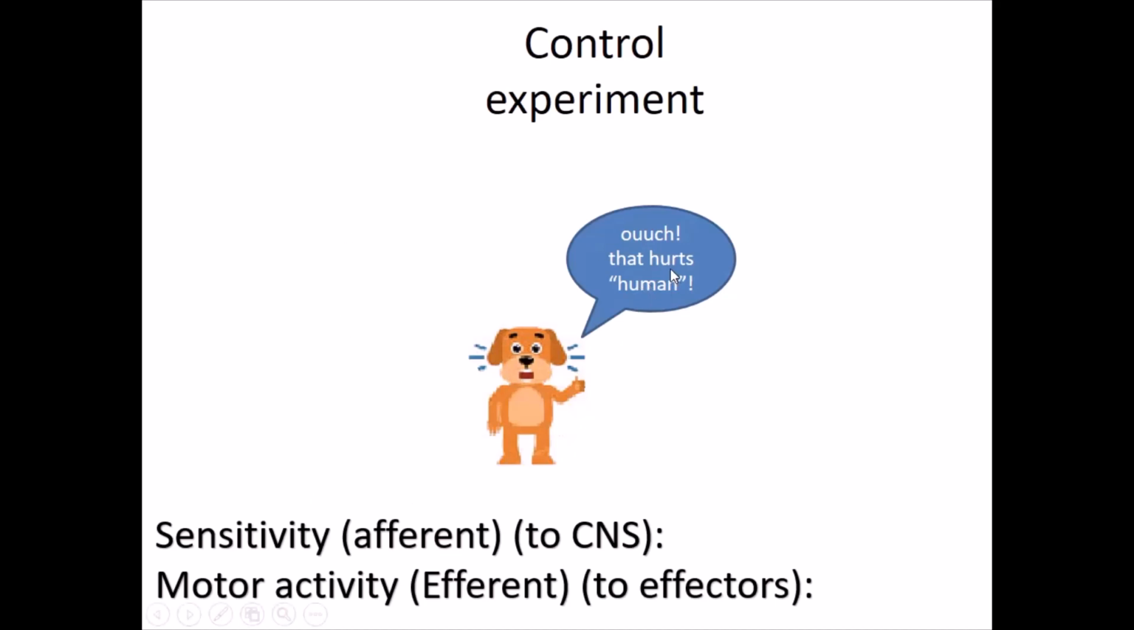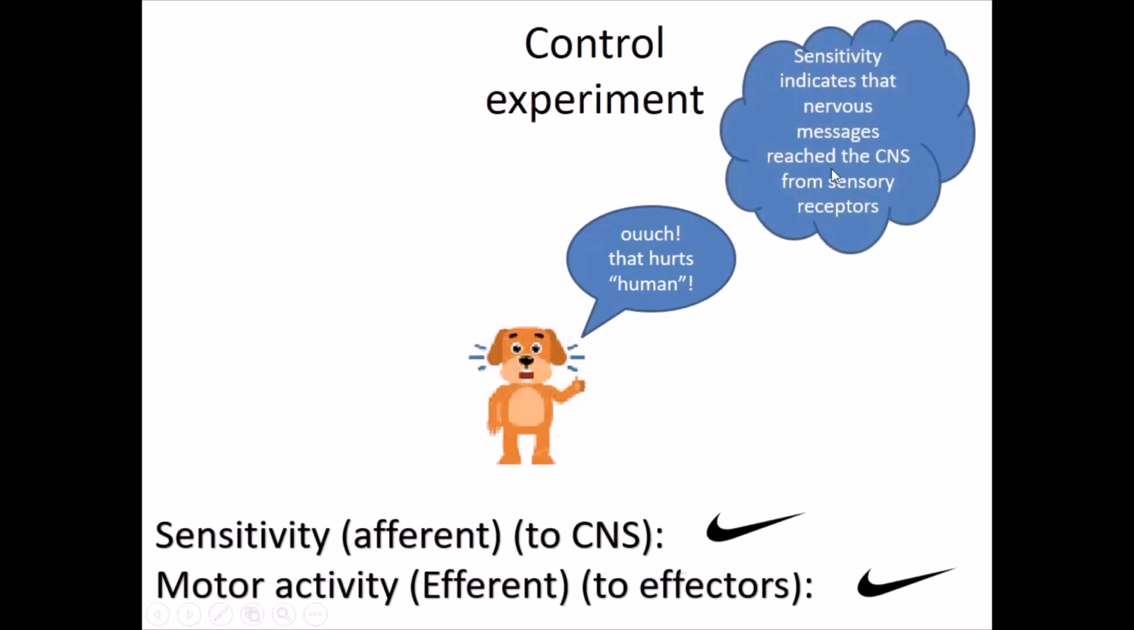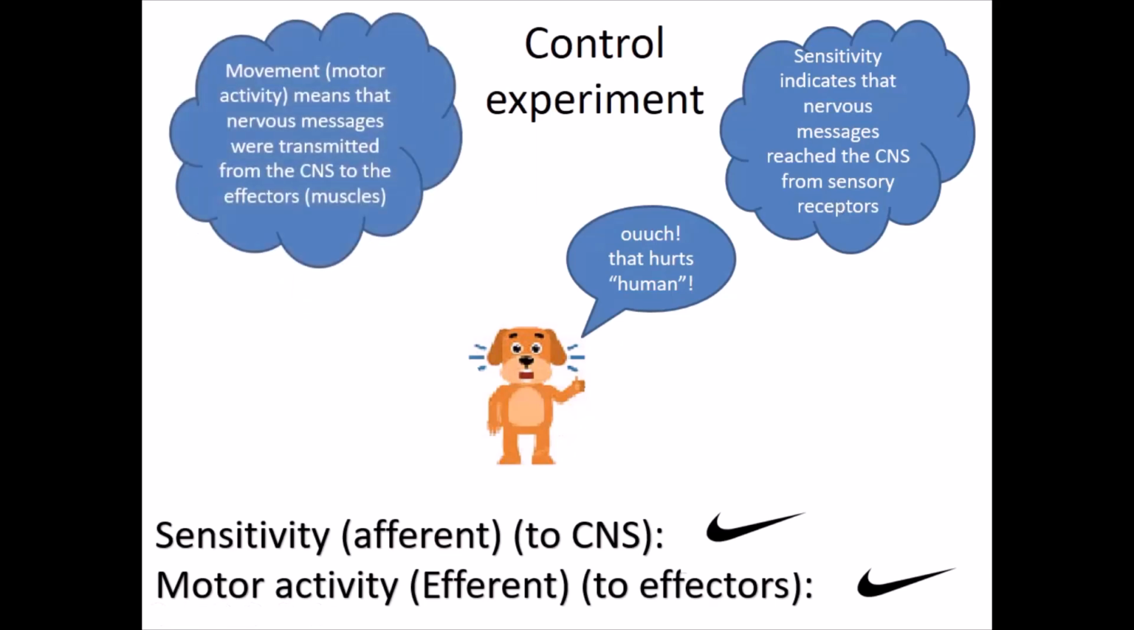First of all, the ouch, the pain, is sensitivity. It means that afferent or sensory messages have reached the CNS. And the movement of the arm, this is motor activity. It means that messages have reached the muscles of the arm to move, the effectors. So whenever you see these two things, you know that sensitivity indicates that the nervous message has reached the CNS from the sensory receptors, and movement or motor activity means that the messages were transmitted from the CNS to the effectors. So I want you to pause the video at this moment and copy these two notes because you're going to use them in the coming experiments.